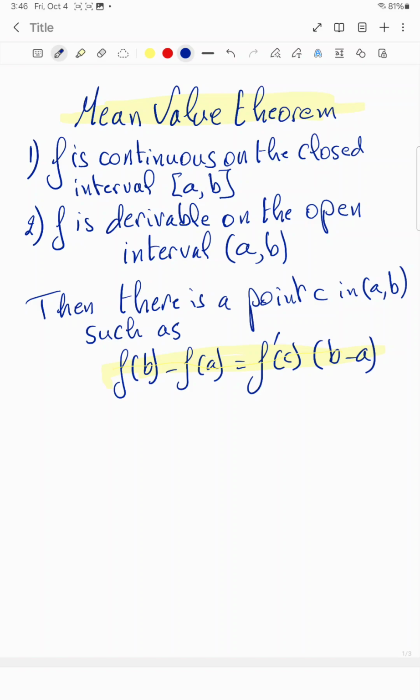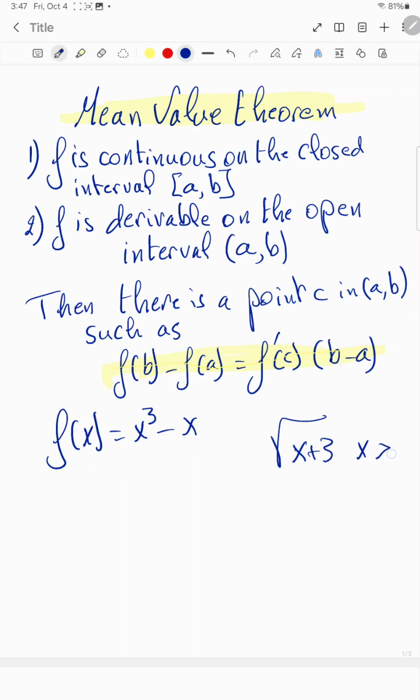So now, to find that point C, the best way is to do an example. Let's take the function f of x equals x to the power of 3 minus x. I know that function is always continuous. There is no restriction. When there would be a restriction, let's say if I have square root of x plus 3 in my function, my restriction should be x greater or equal than minus 3, because otherwise my square root will become negative, and we're not doing complex numbers here. Square root of a negative number does not exist.